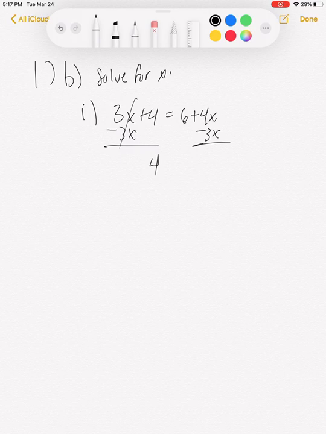That will go to 0, so we have just 4 on the left, and we have 6 plus 4x minus 3x makes just x. Now we're going to subtract 6 from both sides. That will go to 0 as well. Therefore, x is going to equal negative 2.